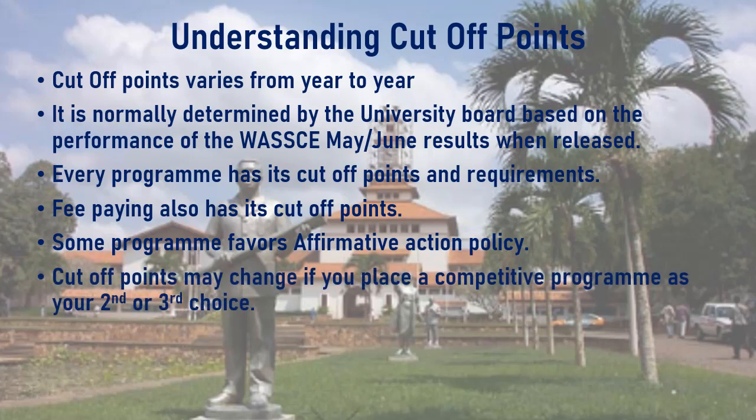Cutoff points may change if you place a competitive program as your second or third choice. So for instance, if you place a program like biological science or information technology as your second or third choice, the cutoff point is likely to change because a large number of applicants apply for these programs as their first choice, so they are going to be given preference ahead of you.